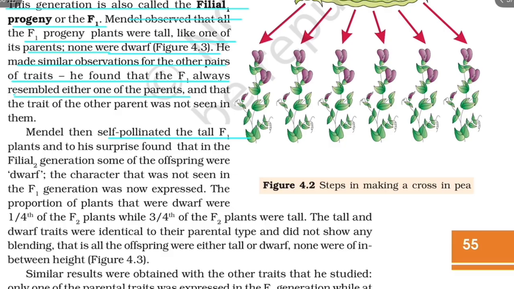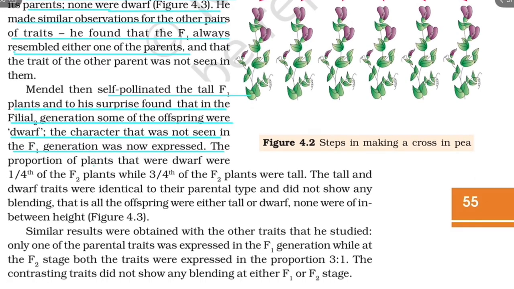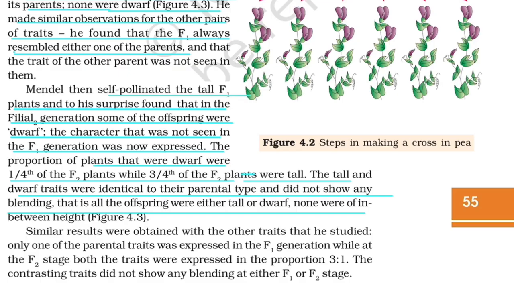Mendel then self pollinated the tall F1 plants, and to his surprise found that in the F2 generation, some of the offspring were dwarf. The character that was not seen in the F1 generation was now expressed. The proportion of plants that were dwarf was 1/4 of the F2 plants, while 3/4 of the F2 plants were tall. Tall and dwarf traits were identical to their parental types and did not show any blending. That is, all the offspring were either tall or dwarf, none were of in-between height.